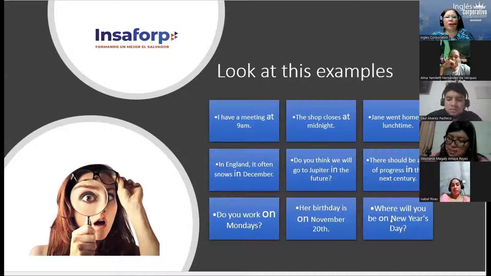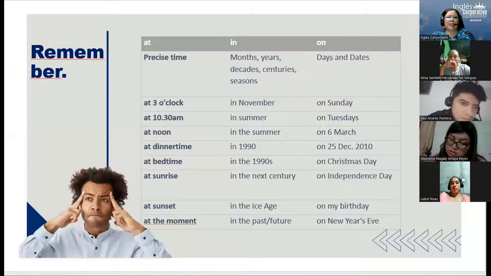Where will you be on New Year's Day? On New Year's Day. Okay. We say on Christmas too. Here we go. And here we've got it again. Okay. Days and dates go with on. For example, on Independence Day.